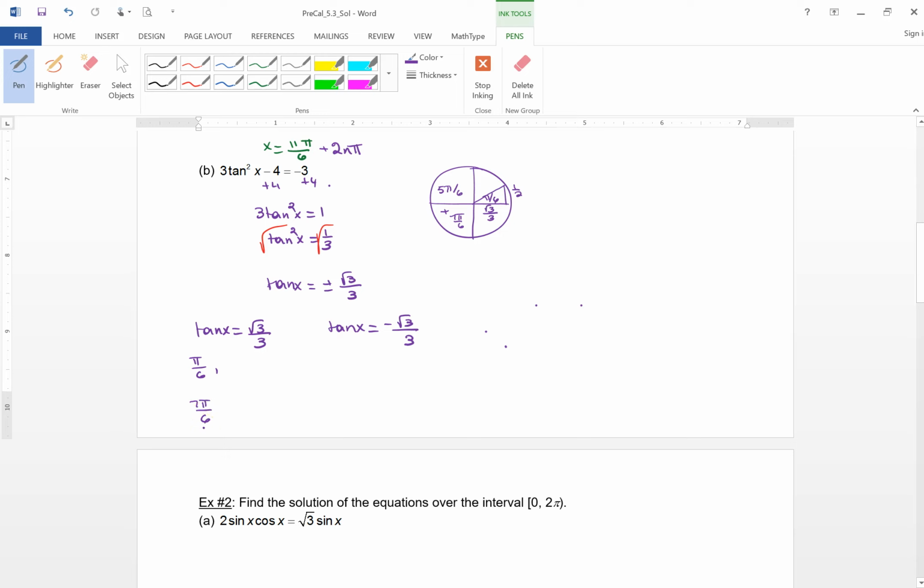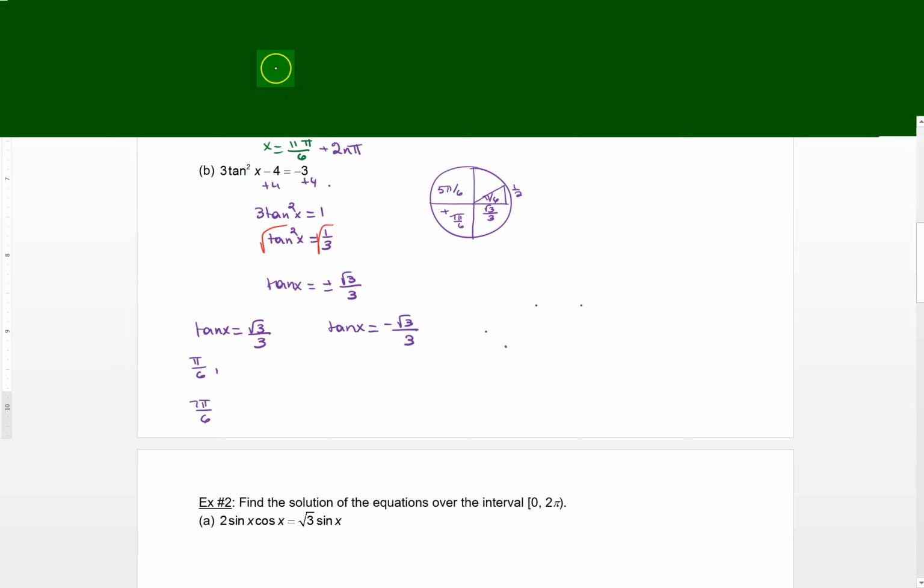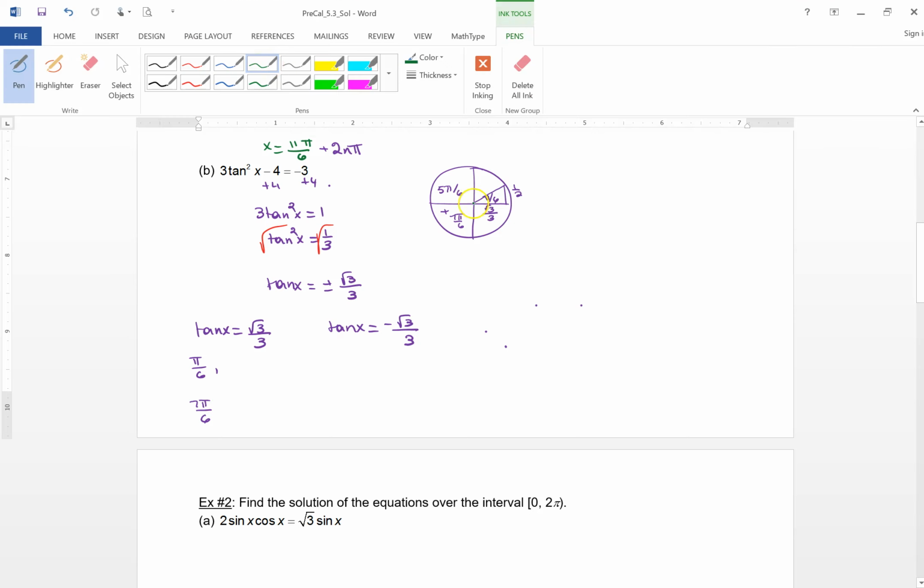Should we memorize all of these? Well, you should already know all of these from last chapter, right? This is why we were doing last chapter. Okay. So 7 pi over 6. And then for the negative angles, the negative angles are here and here. So that's 5 pi over 6, 11 pi over 6.